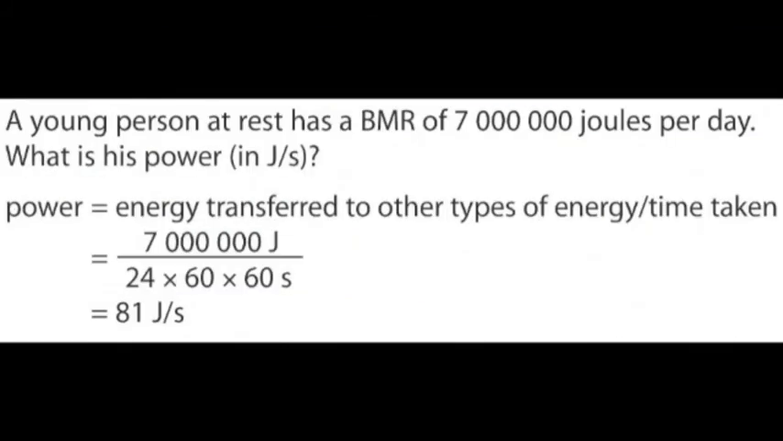A young person at rest has a BMR of 7 million joules per day. What is his power? Power equals energy transferred divided by the time taken. 7 million joules divided by 24 hours times 60 minutes times 60 seconds, which equals 81 joules per second, or 81 watts.